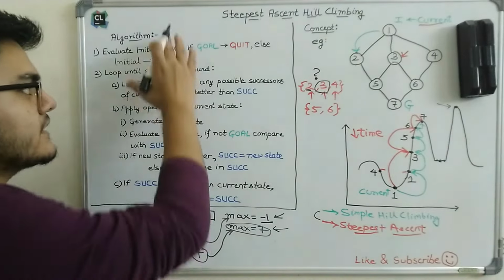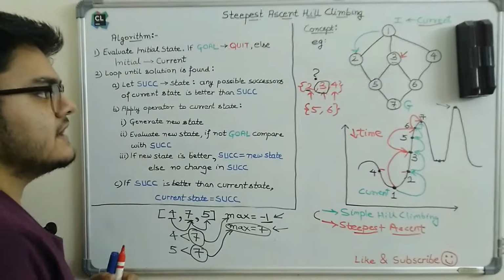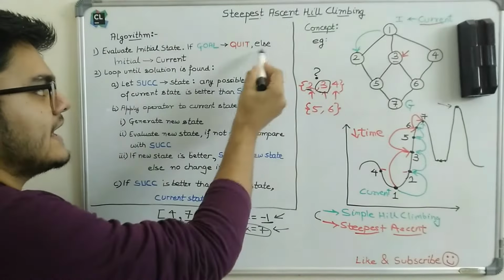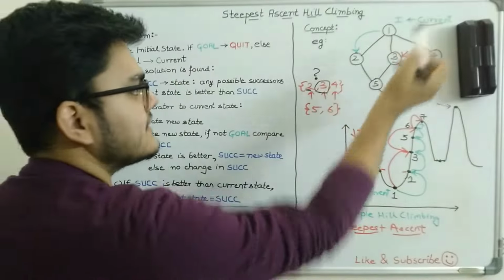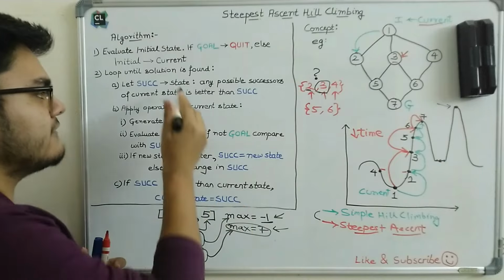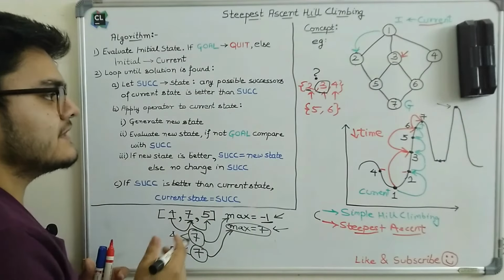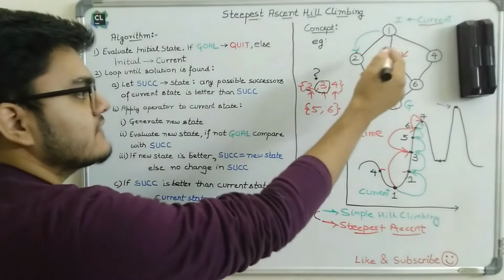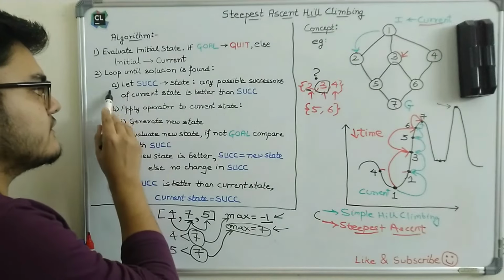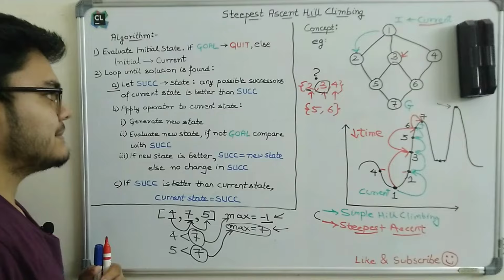So in the algorithm, we start with the initial state. If the initial state is the goal state, then obviously we are going to quit, else we are going to assign it as the current state. The next step is a loop, right? We're going to follow these three steps inside of a loop so that we can iterate all the states, right? Let's move on to the first step, which is step A.